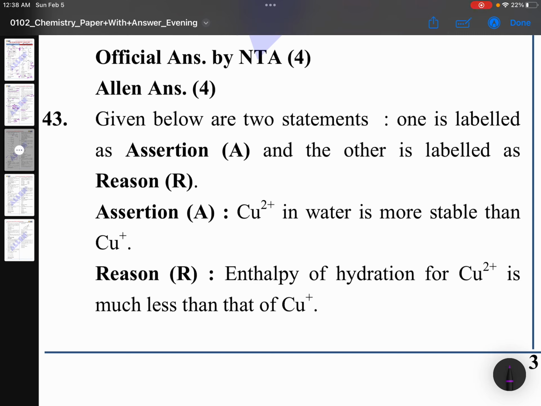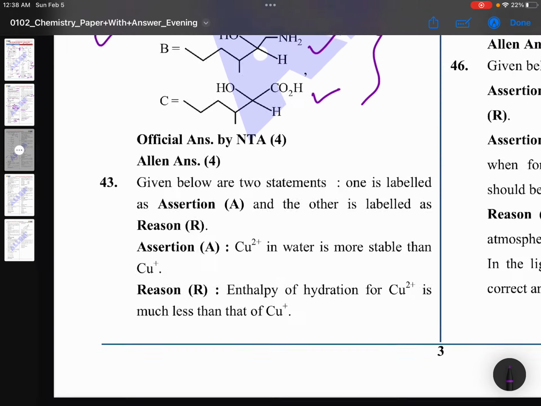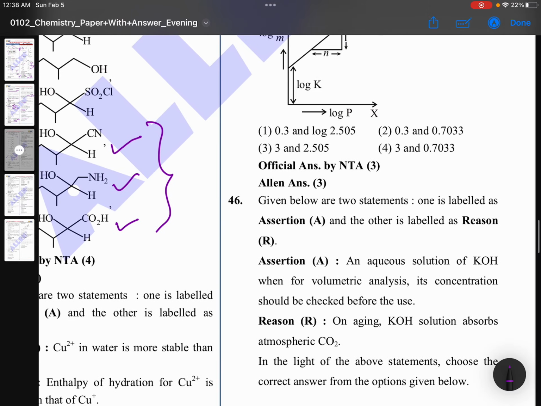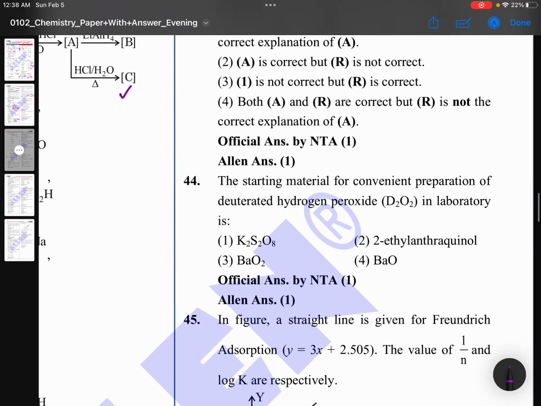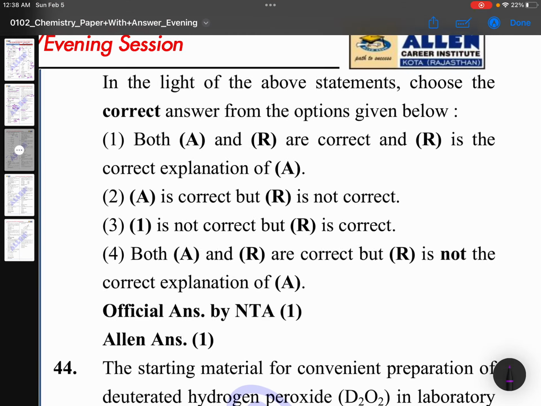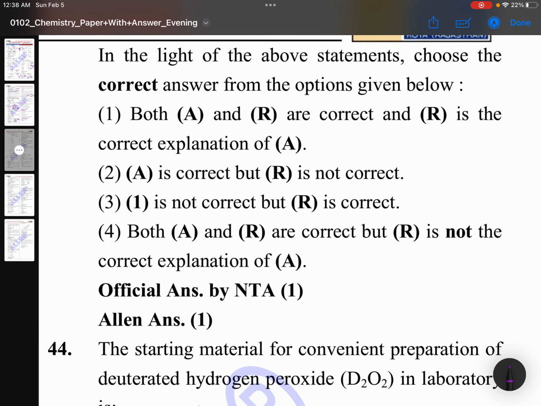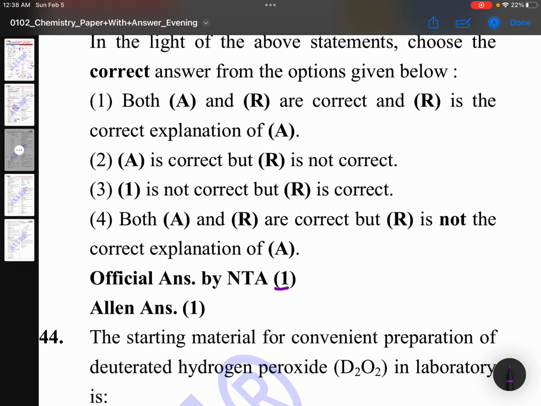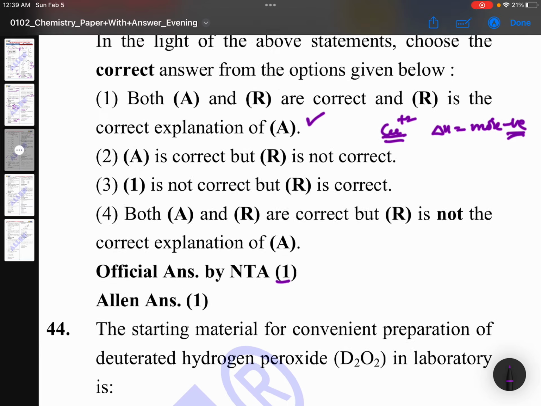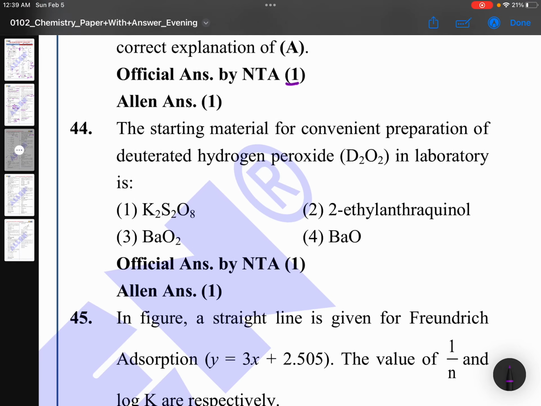Copper plus 2 in water is more stable than copper plus. Enthalpy of hydration of copper plus 2 is much less than that of copper plus. In what sense they are taking, I didn't understand. Okay, because the delta H value, see, official answer is given 1, 1 means correct explanation. For copper plus 2, the enthalpy of hydration must be great. Great means its delta H will be more negative. More negative means they are considering this as the lowest value, from the delta H value point of view. Strange and interesting. Let us see this question.